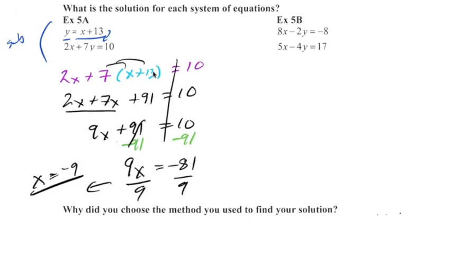That's my x. Now I need to find my y. Remember, we have to go back and substitute back in. In this case, the easiest one to plug in is that one right there. So all we get is y = -9 + 13, which is 4. So I get (-9, 4). x always comes first.